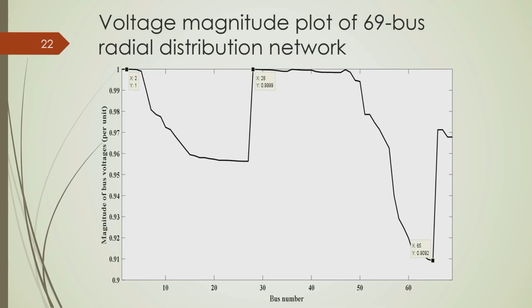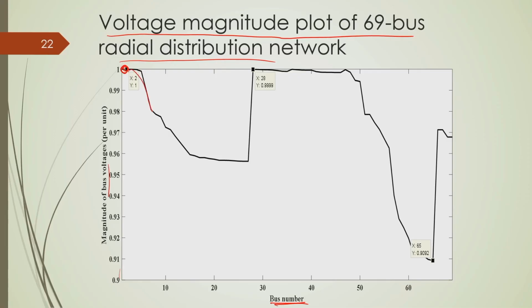Okay. So, this is the bus voltage magnitude plot of this 69 node system or 69 bus system. Here all the node voltages or bus voltages are plotted over the node number. So, here the voltage at node 1 is 1 per unit. Then you can see there is a dip in the voltage magnitude till this point. Here this is node number 28. Why is there a dip?